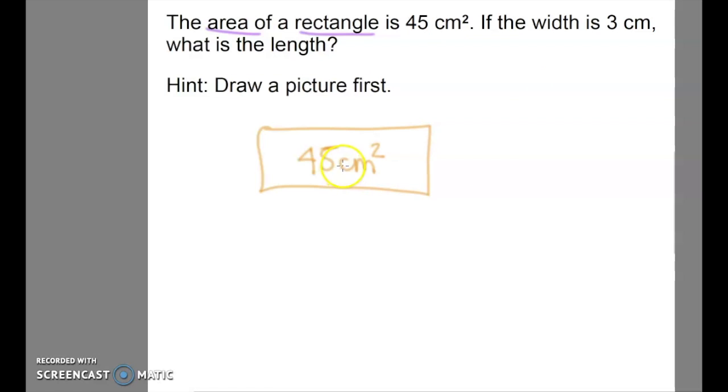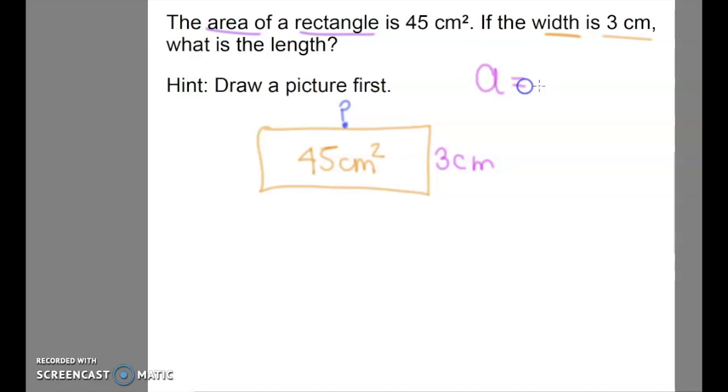Remember, once again, area lives inside of your shape. And then it says if the width is 3 centimeters, what is my length? So I know right away I'm missing my length. Let's go ahead and plug in our width, which is 3 centimeters. After you create your rectangle, you want to write the formula down. So let's go ahead and write that formula down.